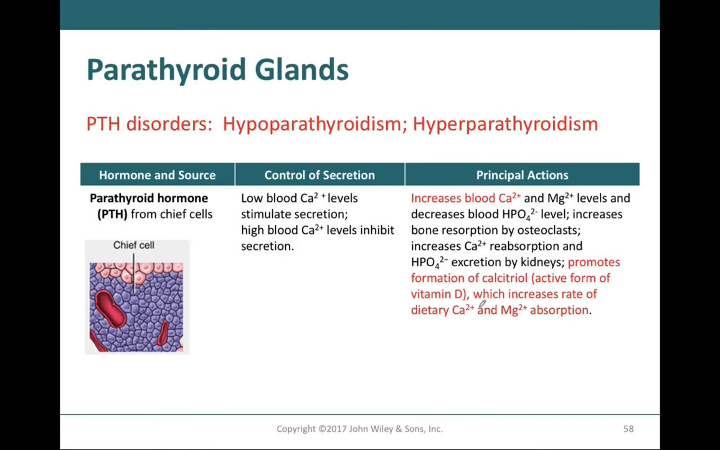So the parathyroid gland is quite nice because we only have two types of cells we need to know and one hormone that's going to come from this gland. You'll see that low blood calcium is going to stimulate its release, and high blood calcium is going to prevent its release. Its main purpose is to increase blood calcium, which was just described on the last slide. It's going to do this in a couple ways. It's going to increase bone resorption by osteoclasts. It's going to increase calcium reabsorption by the kidneys. And it's also going to help the production of calcitriol.